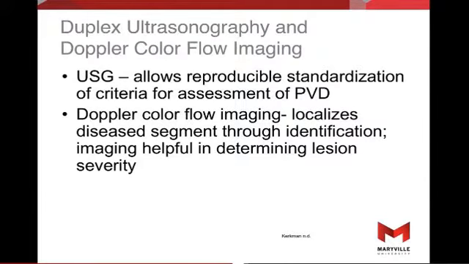Doppler or duplex ultrasonography and Doppler color flow imaging. A USG allows reproducible standardization of criteria for assessment of peripheral vascular disease, and your Doppler color flow imaging localizes the disease segment through identification imaging, helpful in determining lesion severity.